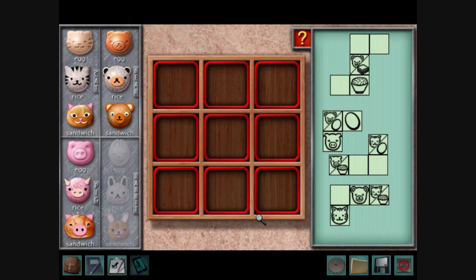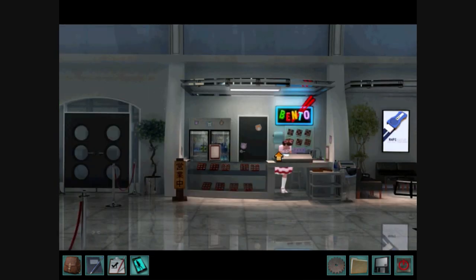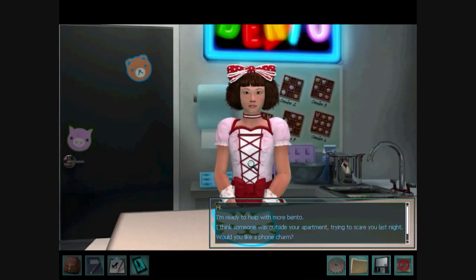I'm pretty sure this means... Wow, another repeated puzzle. So I'm pretty sure this means that my next bento puzzle is going to be my last bento puzzle. Yes, I've solved most of the puzzles on junior mode. Let's try a senior mode puzzle.